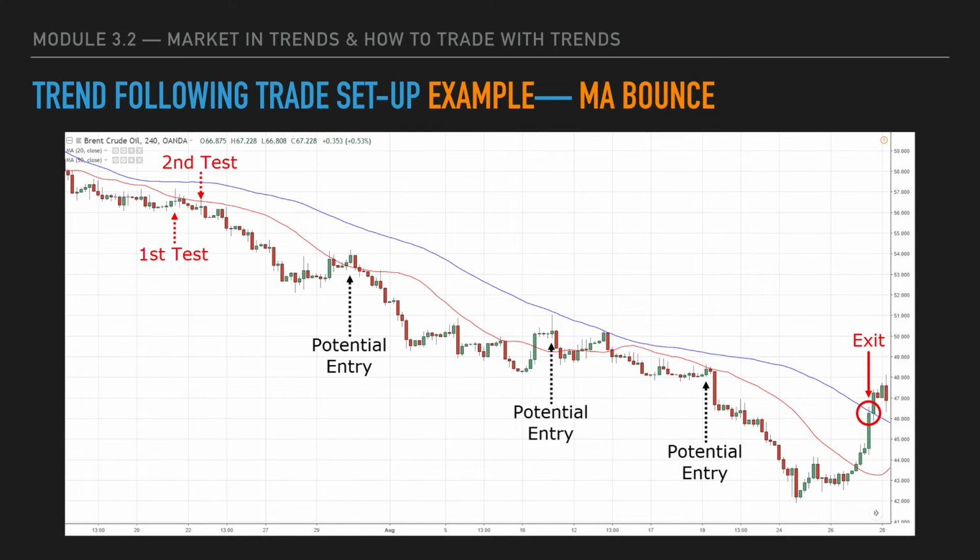Alright, let's take a look at one example. The red line is the 20-day moving average, the blue line is the 50-day moving average. As you can see, the market is in a clear downtrend. The price tested the 20-day moving average twice, and both times it was rejected and continued going lower. That signals a potential short selling opportunity.